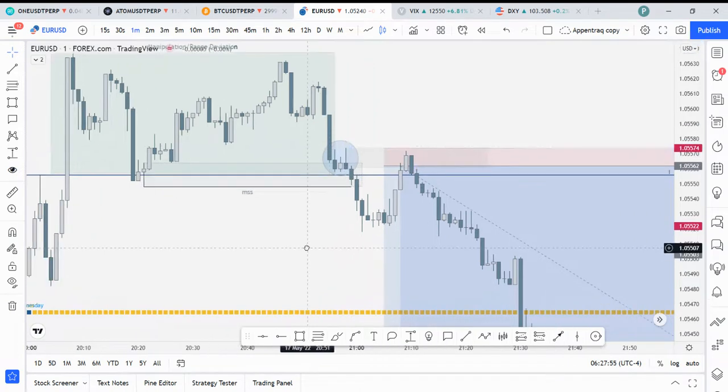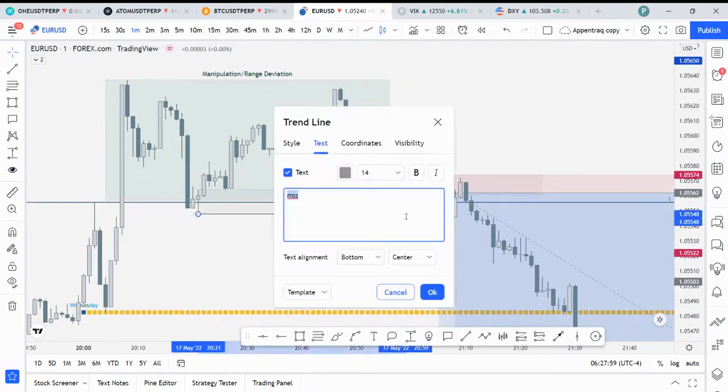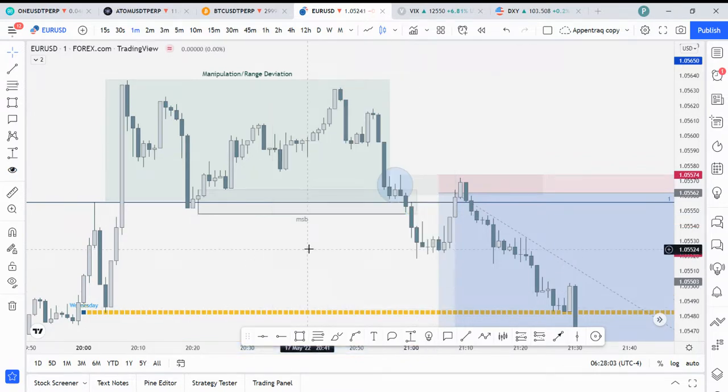So price has broken below this low, forming an MSB. This is MSB, not MSS. Market structure break, not a market structure shift. Once you have a range deviation, you are waiting for price to break any low that forms inside of that range.